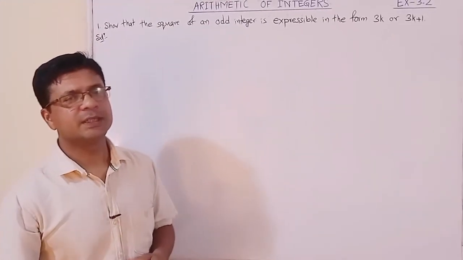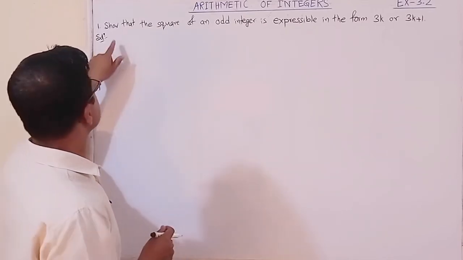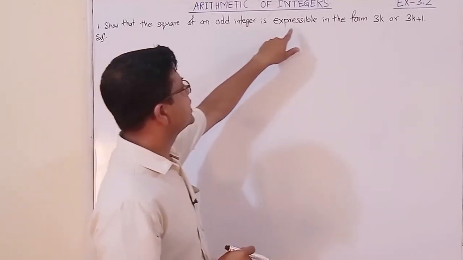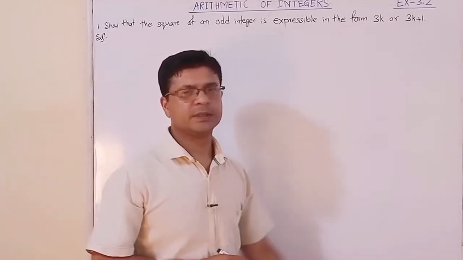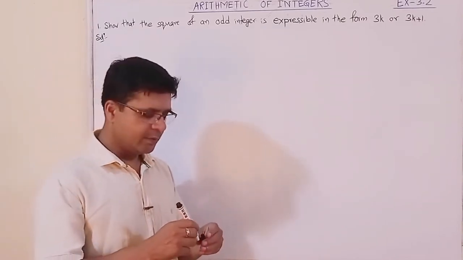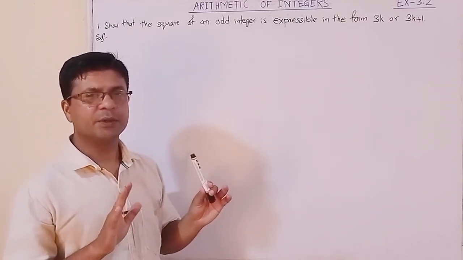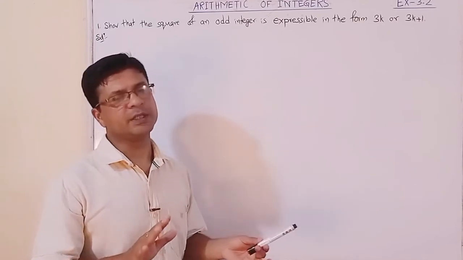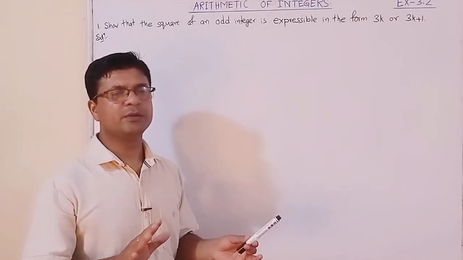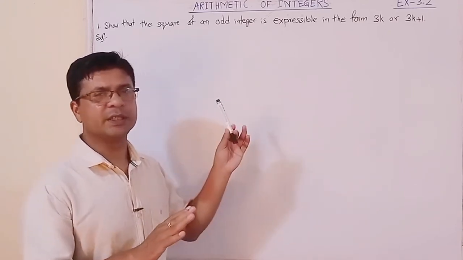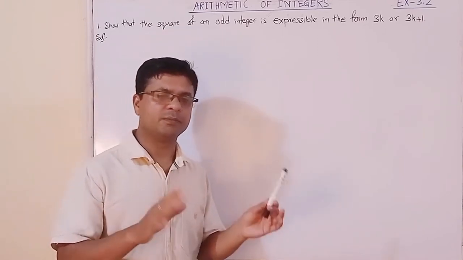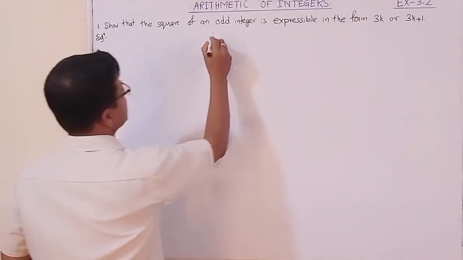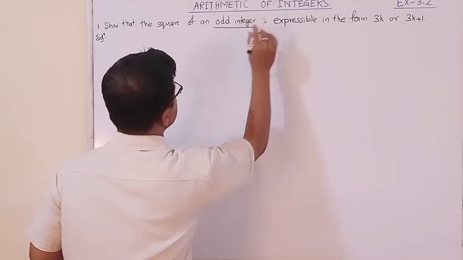Now dear students, let us read the first question. Show that the square of an odd integer is expressible in the form 3k or 3k plus 1. My dear students, at first you have to know that the given integer is an odd integer. We cannot change it. So we have to understand that the given integer is an odd integer.